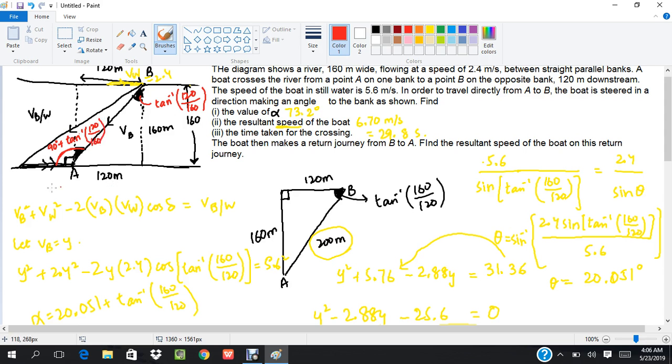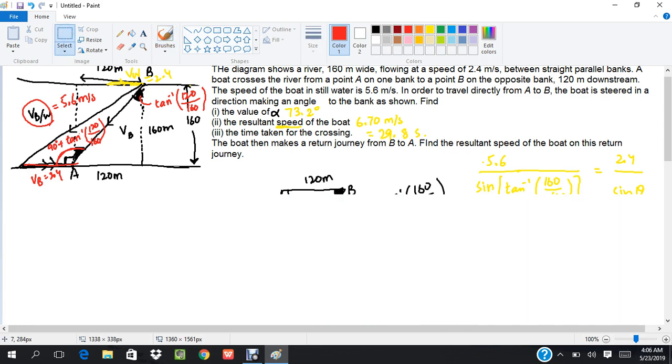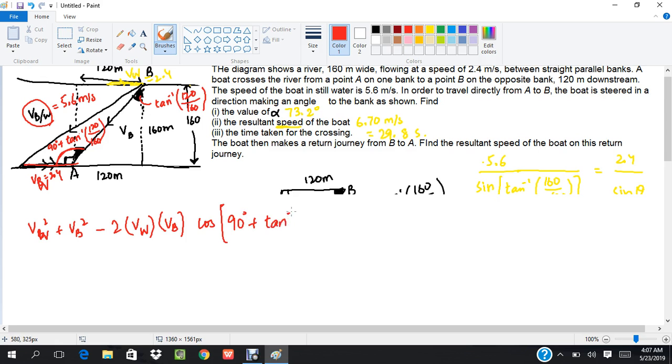So now let's apply the cosine rule. This is VB at 2.4 meters per second. This is VB relative to W at 5.6 meters per second. So the cosine rule will be applied between this vector and this vector and equated to the relative velocity. I'll clear the screen underneath this as we do our working. So we have VB squared, sorry, this is VW. VW squared, add VB squared, take away 2 times VW VB, cos of 90 degrees plus tan inverse 120 upon 160. And this would be VB relative to W squared.